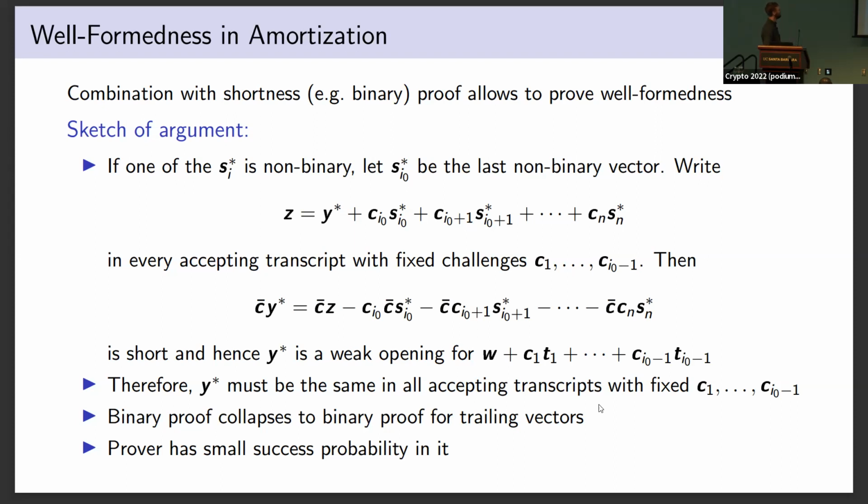And this now implies that Y star is a weak opening for this linear combination of these commitments. So again, the prover is bound to it in all these transcripts with fixed first challenges. And the binary proof now collapses. The binary proof in the actual protocol is a binary proof for all the Si, and now collapses to a binary proof for all the Si starting from i0. And in this protocol, the prover only has very small success probability because Si0 is not binary. So basically this case can't happen, and therefore we have well-formedness.